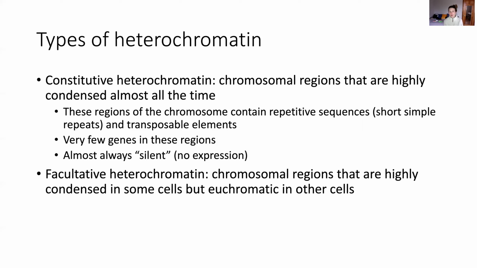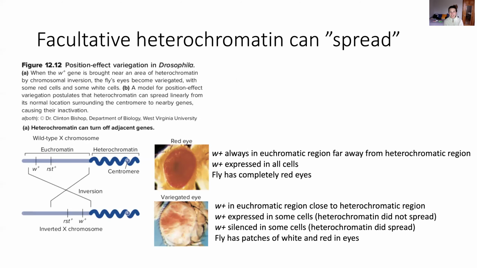On the other hand, facultative heterochromatin, those are chromosomal regions that are highly condensed in some cells, but euchromatic in other cells. So these regions aren't being expressed in some cells, but they are in other cells. This should start to sound like a new concept to you in genetics. And we're going to talk about this case study of position effect variegation in Drosophila eyes to think about the weird new thing that's going on here.